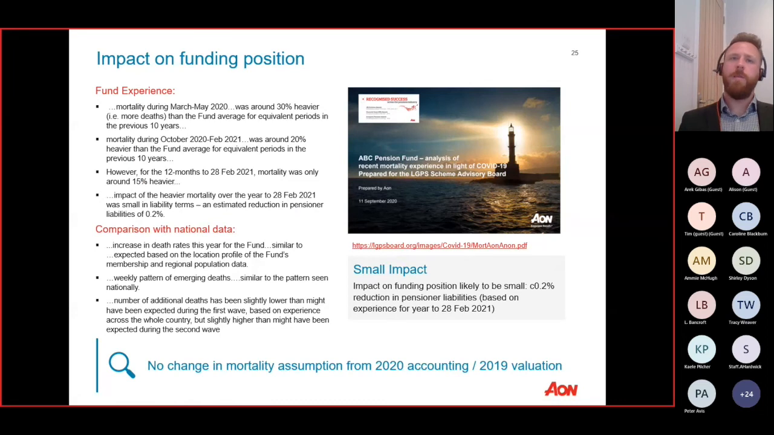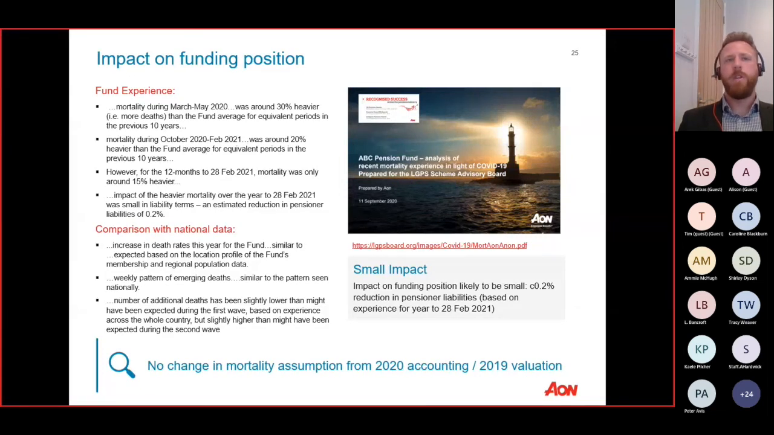Again, this slide is something that Eric talked about earlier, where he noted that there was a study carried out by Aon for another LGPS fund. The key point from this is that the impact of COVID deaths over that year to the end of February 2021 was only around 0.1% on liabilities. And it would be surprising if other funds, including the West Yorkshire Pension Fund, were seeing a material impact from COVID-19 deaths.